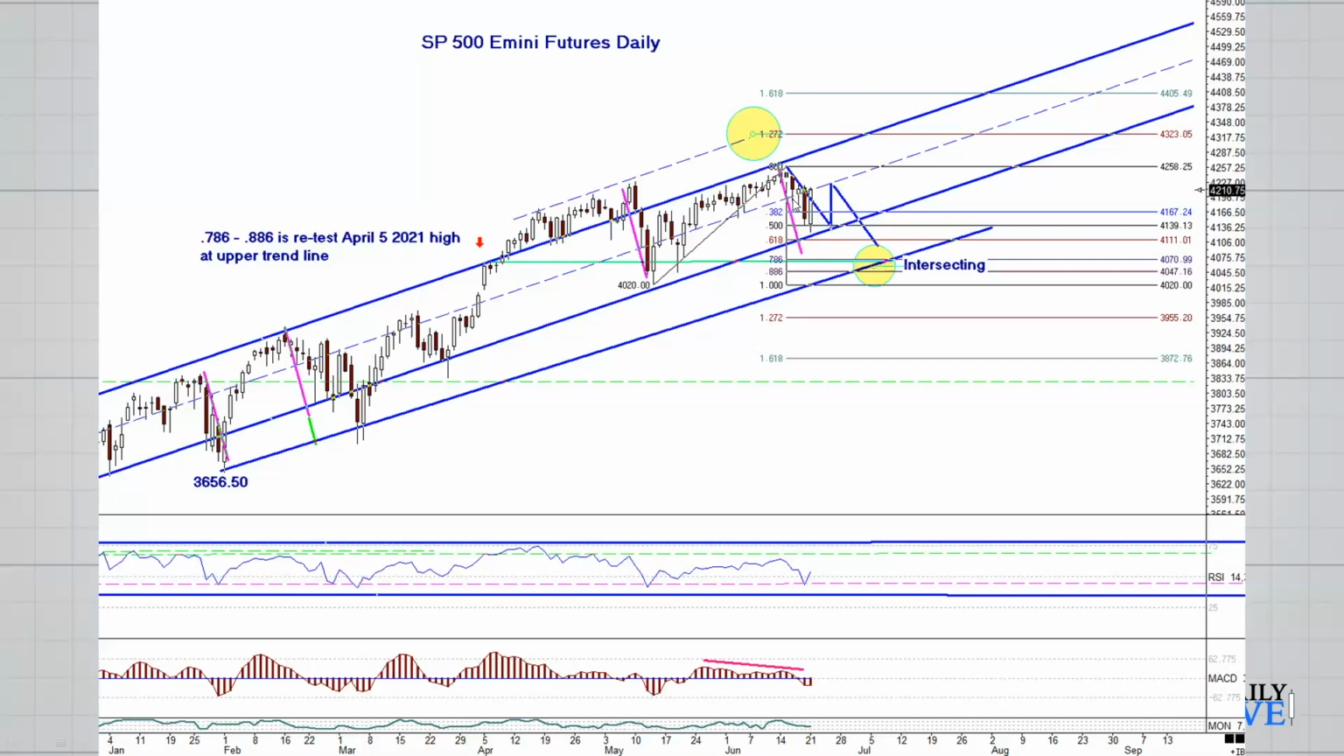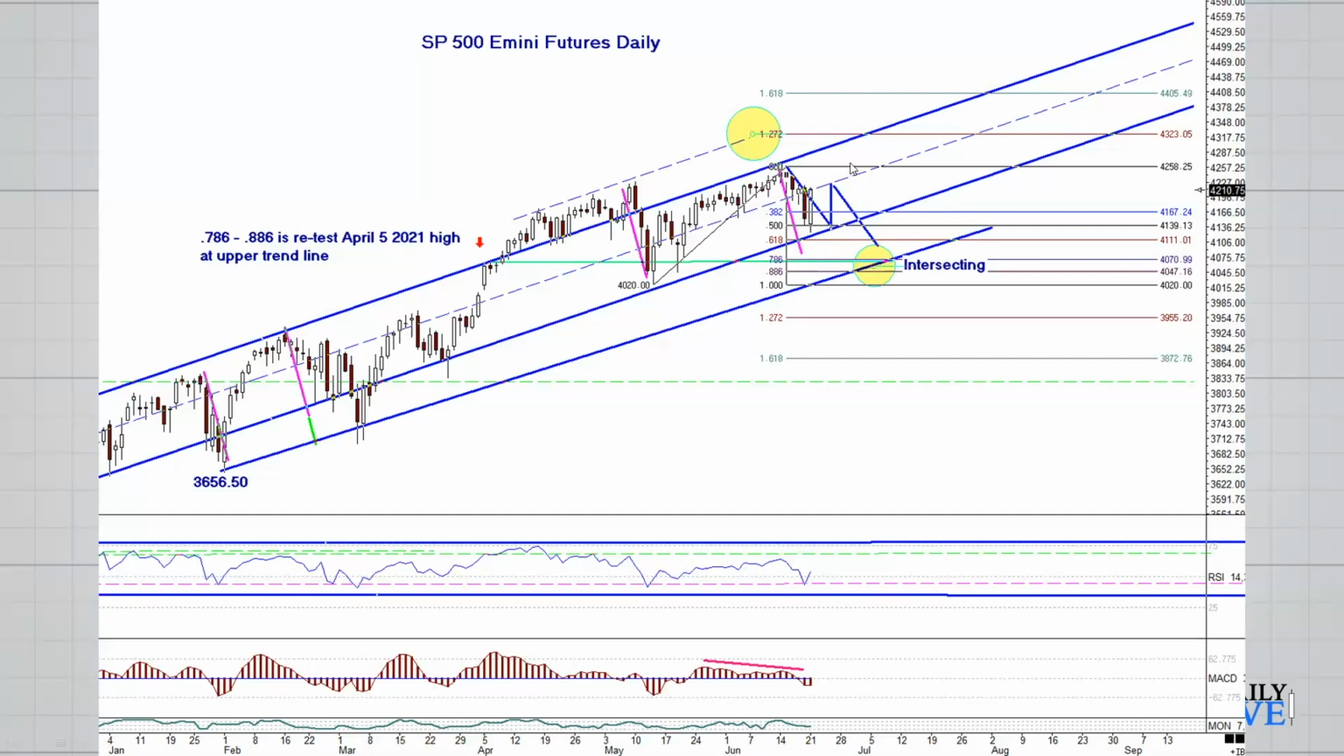So when I did David's show last week, right here where this dash center line is, that's where price was sitting, and I was expecting a downward move. So we got the downward move, and then yesterday we got a bounce back up to the upside.